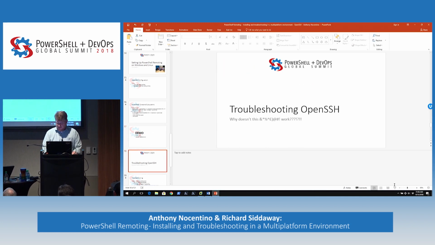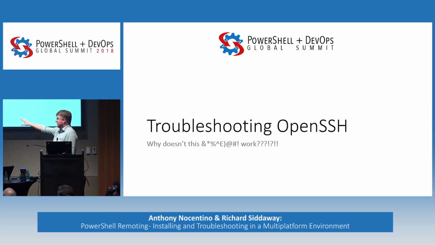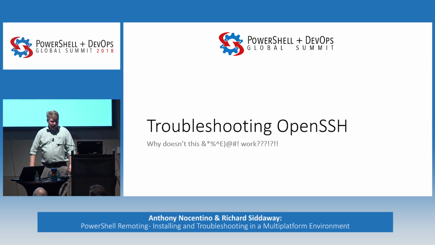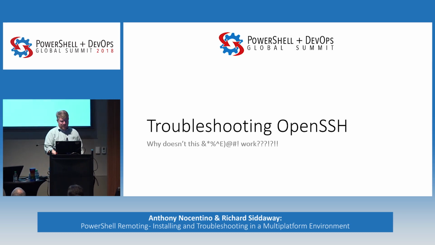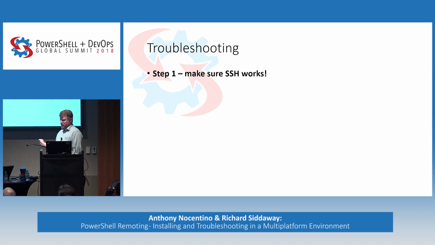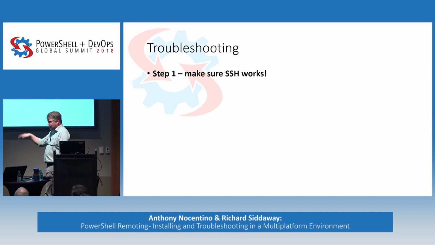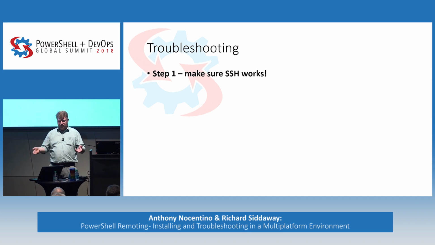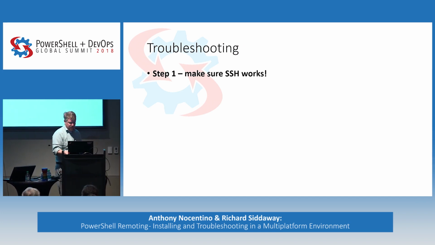Troubleshooting OpenSSH. Let's get into that. Or why doesn't this work, right? There's one way that you're going to troubleshoot this, and that is you're going to make sure that SSH works. Just take remoting out of the picture. Make sure that you can log into that system, get a shell, and then bring remoting into the picture and troubleshoot whatever your issue is.